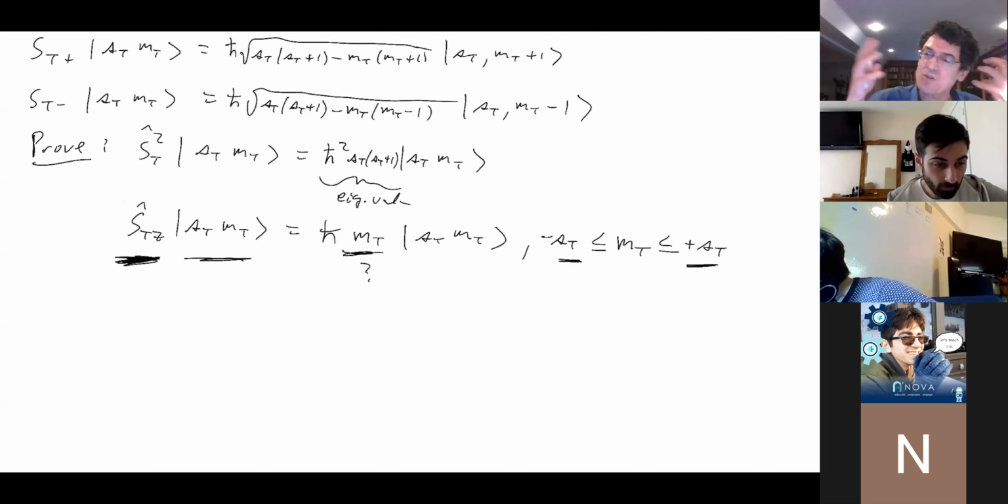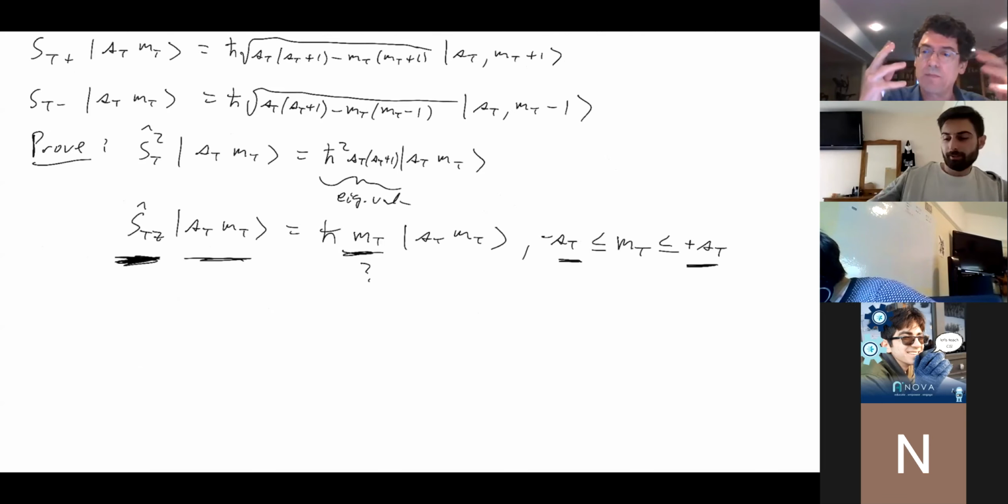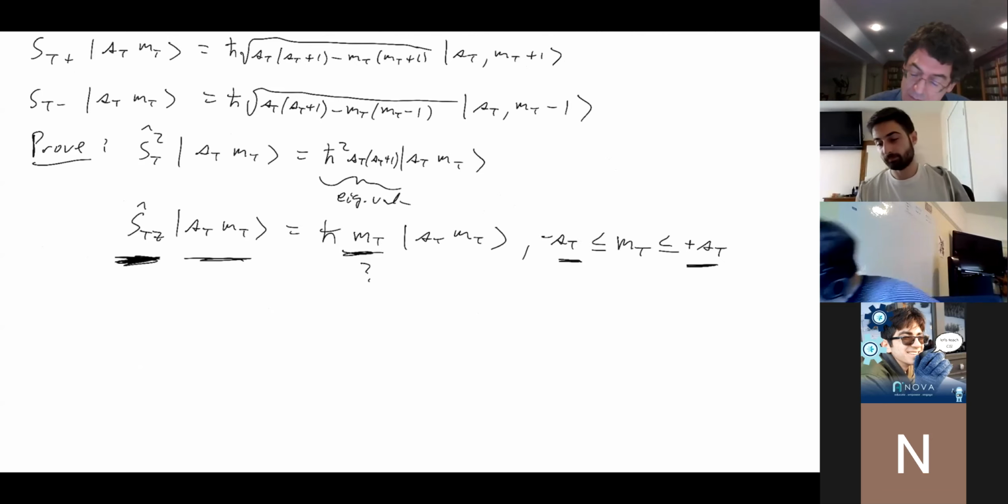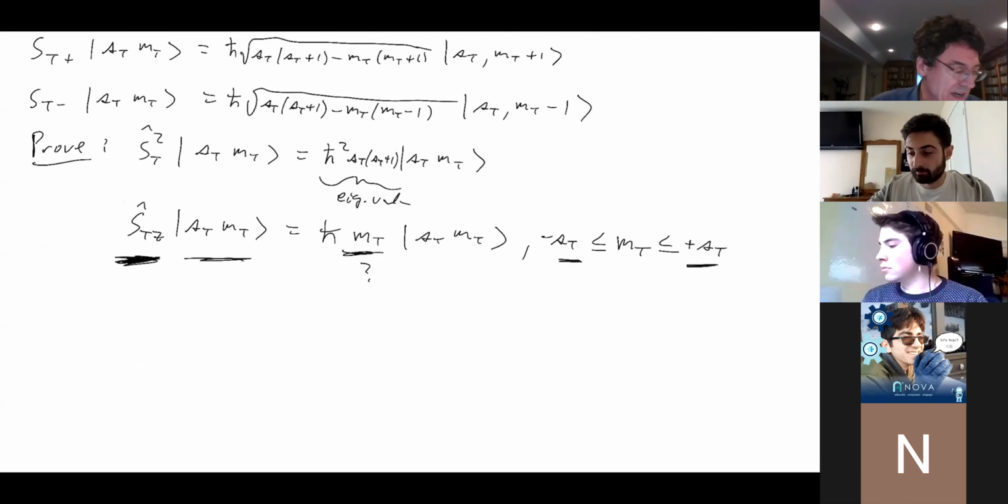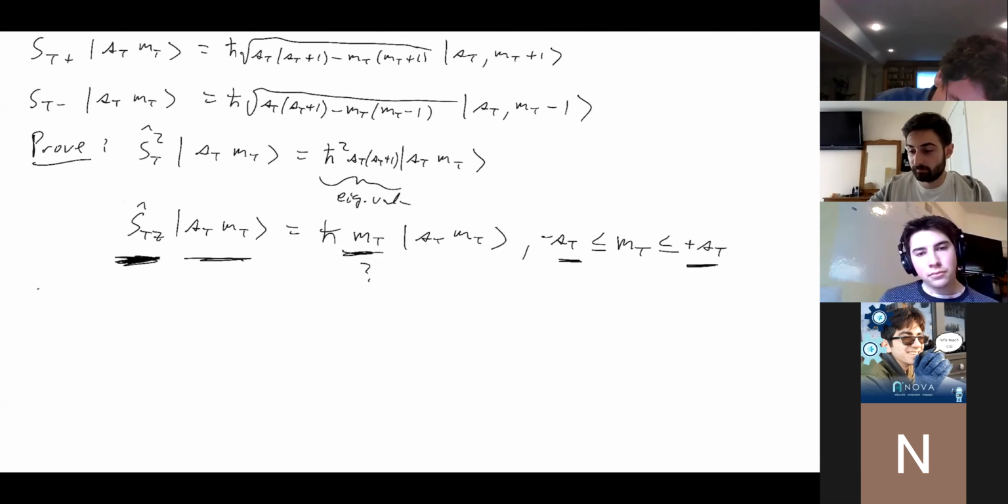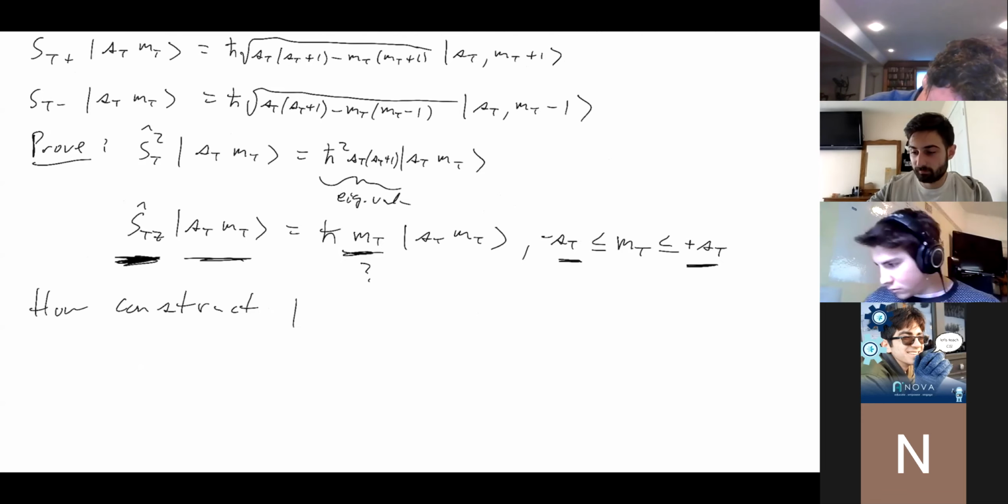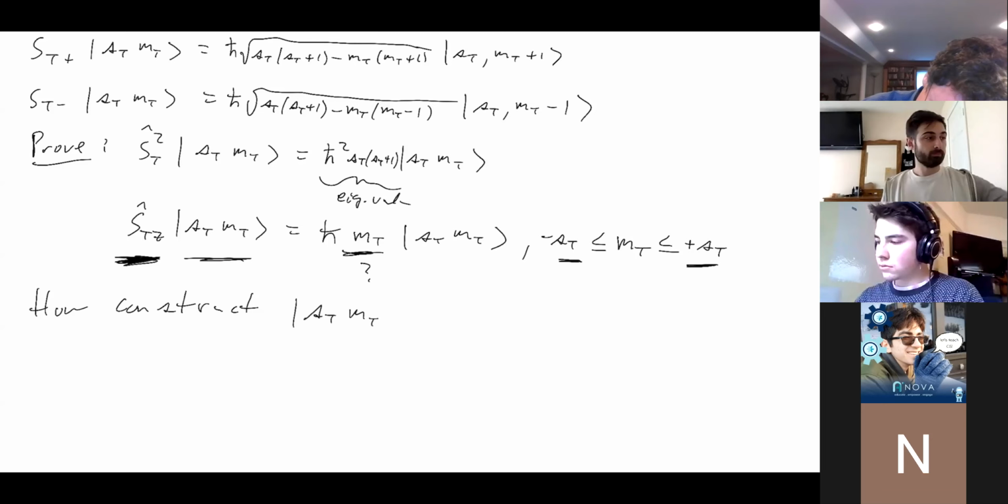But so we're basically just doing everything we did for normal angular momentum, but now for total angular momentum. But what I haven't told you yet, and what we haven't figured out yet, is how do we construct these total angular momentum states? How do we construct these states, S total, M total?